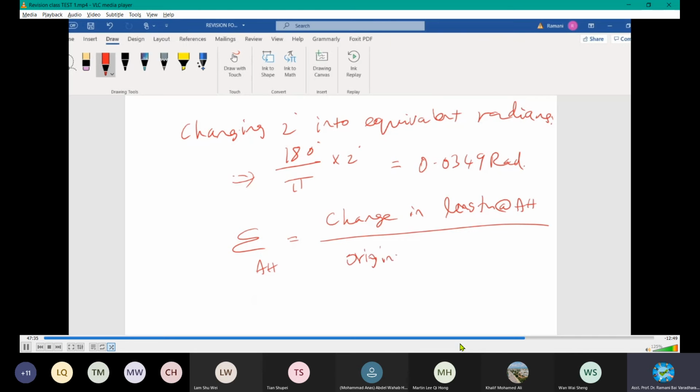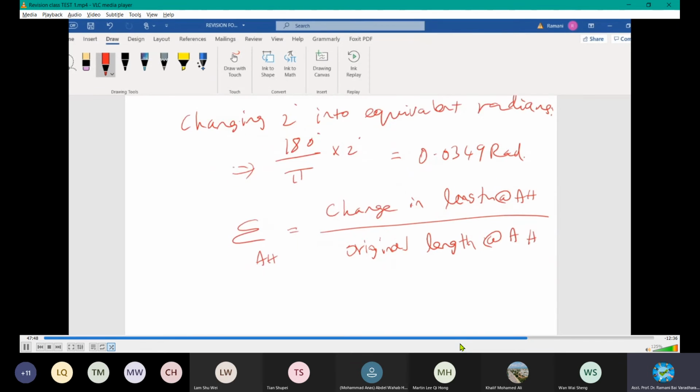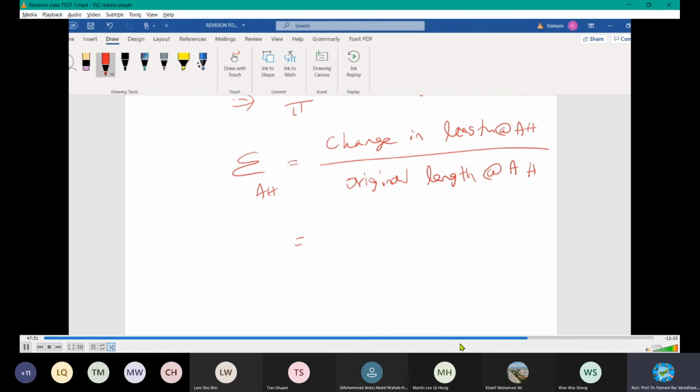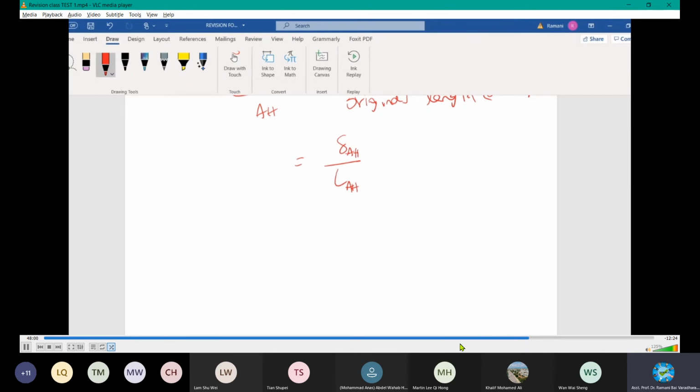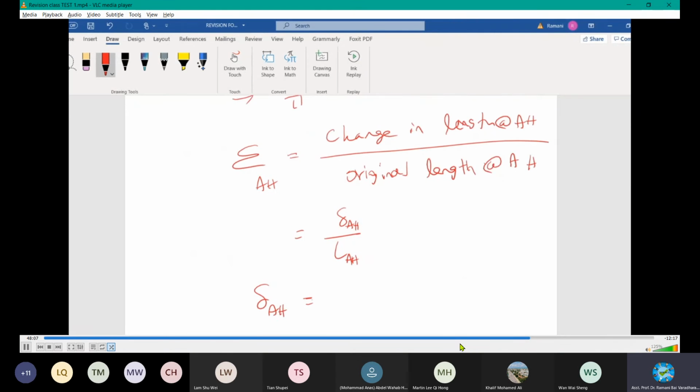I don't write for everything. You have to remember, okay? Original length at AH. So repeat the formula everywhere for all the 3 points so that you can get it. What is the change in length? We need to find delta AH, so epsilon AH is delta AH divided by LAH. Do you have LAH and delta AH? Don't have, right? You need to find delta AH.